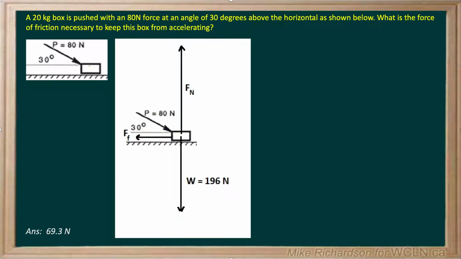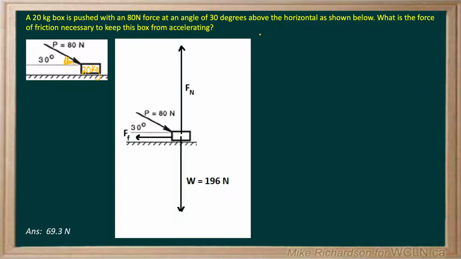Here we've got a 20 kilogram box, and it's being pushed with an 80 Newton force that's down at an angle of 30 degrees from the horizontal. So this little angle right in there is 30 degrees. And we want to know what the friction force has to be to prevent this thing from accelerating.